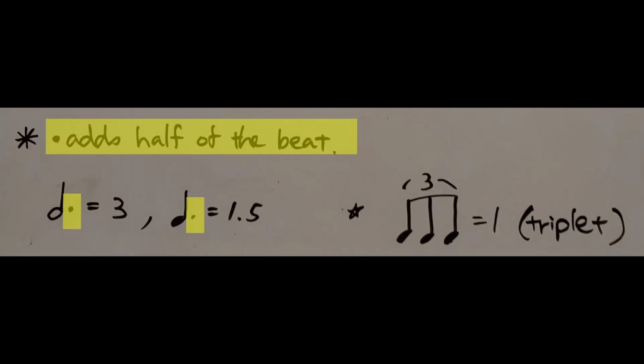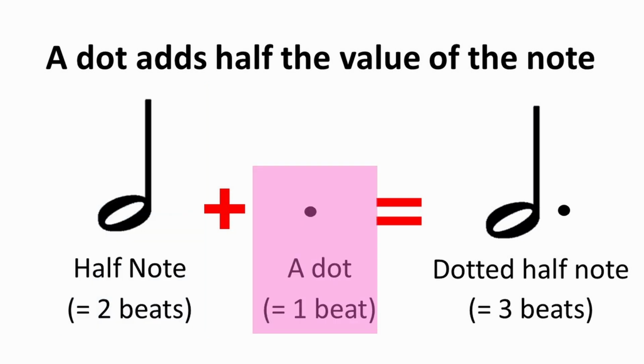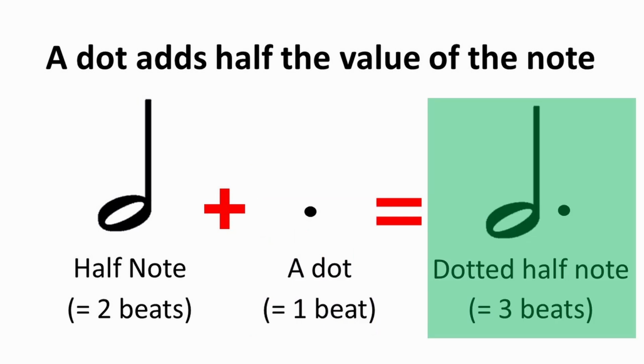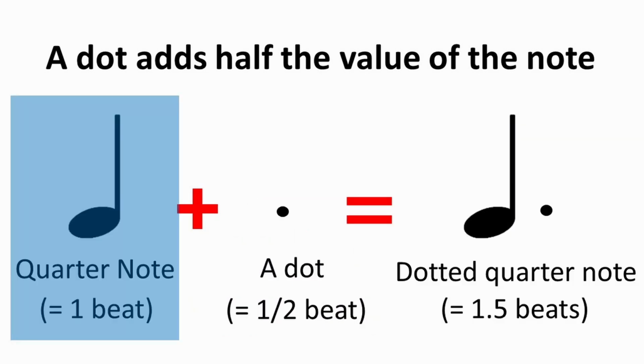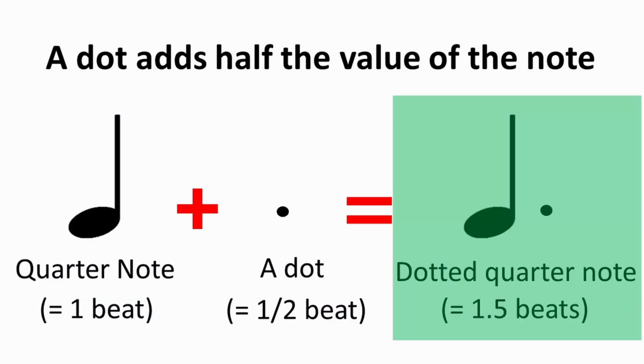Another thing to add is that when there's a dot next to the beat symbol, it adds half of the beat. This is 2 beats, okay? The white with the tail is 2 beats. And when there's a dot, it becomes 3, because half of the 2 is 1, so 2 plus 1 is 3. And this is a quarter note, which is equal to 1 beat, and there's a dot, which is half of the 1, so it becomes 1.5.